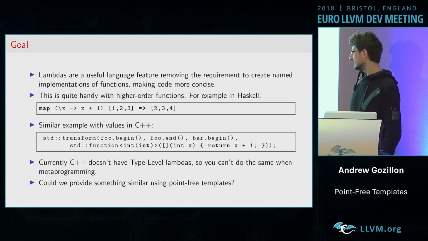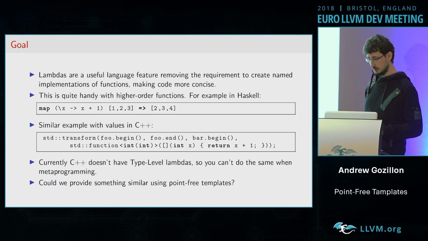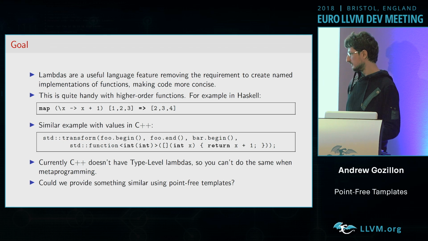But we don't have this on its own when dealing with C++ templates. You don't have type-level lambdas at the moment. So we're wondering if we can provide something similar using point-free templates, and that's our goal here.